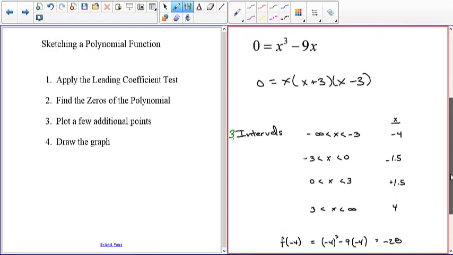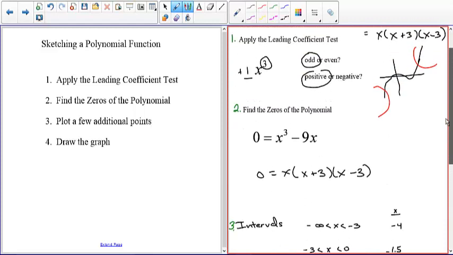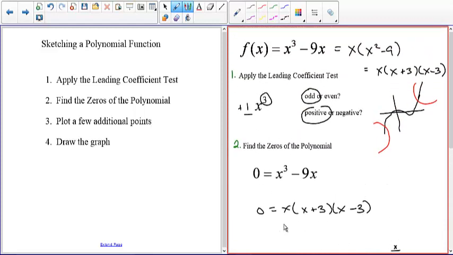Okay, let me see what I got here. What we find is that when any one of these three terms is equal to 0, then the function's equal to 0. 0 times anything is 0. So what you do is you set each one of those individually equal to 0 and solve for x. Well, the first one's easy because it's already solved for x.